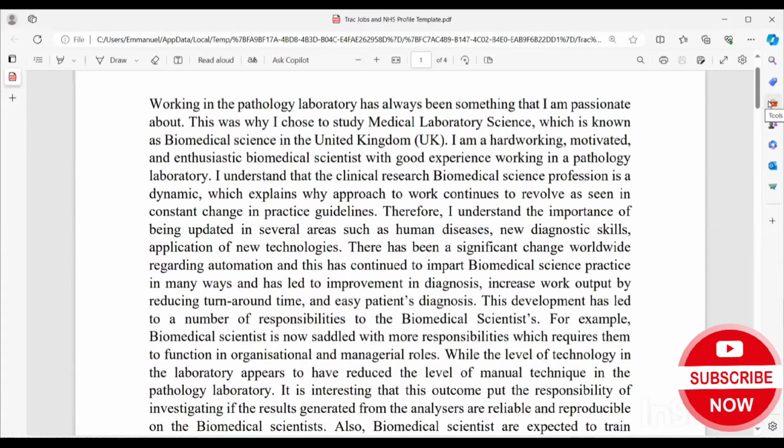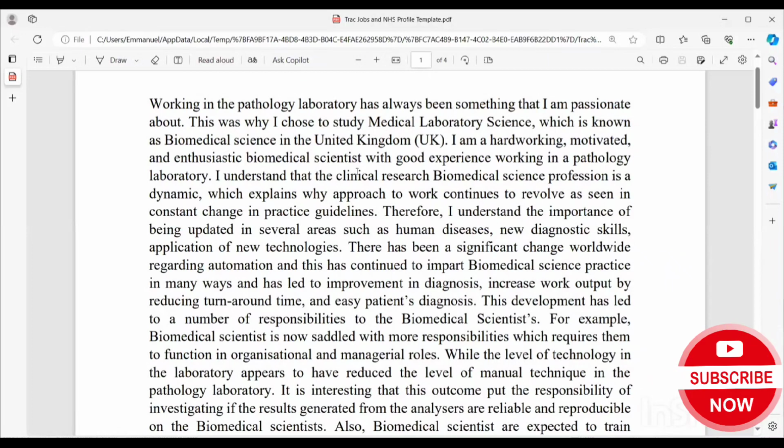It is a time to tell certain kinds of stories about biomedical scientists as a profession. It's very, very important, okay? So maybe working in the pathology laboratory has always been something that I am passionate about. This was why I chose to give those stories, which is also known. So when you say medical laboratory science, which in Nigeria I think some people say medical laboratory technology, something like that, you can let them know that it is also known as biomedical science in the United Kingdom.